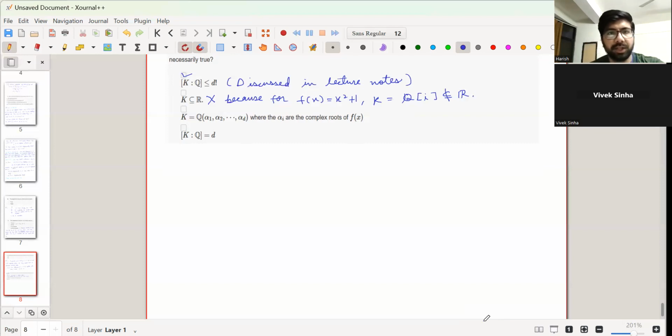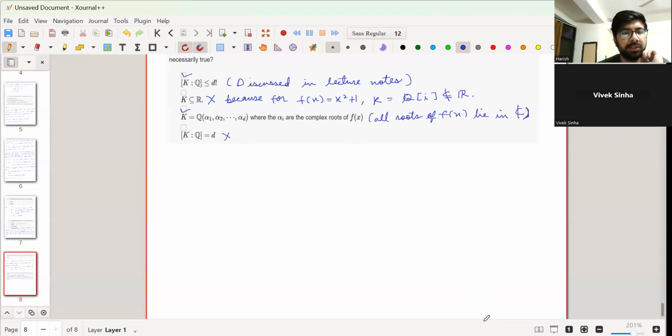Okay, sir. So K is... this is also done in the class, right? If you adjoint with Q all complex roots of f(x), so all roots of f(x) lie in C only, thus it will hold. You adjoint this Q with all the roots, and then it will be the splitting field. Now the fourth one is not true.